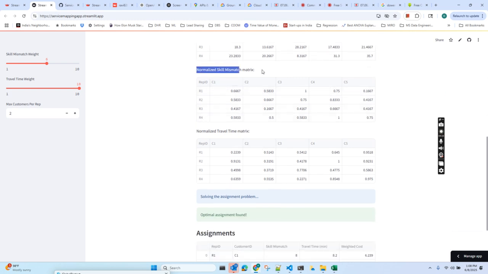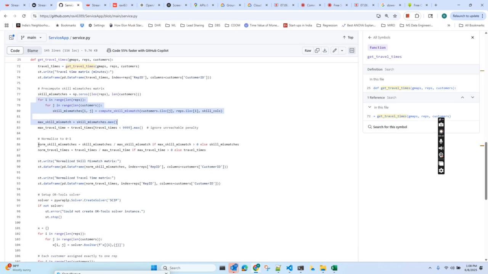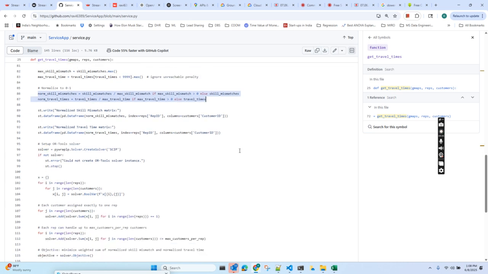Okay, so this is the normalized skill mismatch matrix. This is the normalized travel time matrix. And now we are doing away with the aspect of difference in denominations. Okay, so we do that, and this is the code for doing this: skill mismatches divided by maximum skill mismatch.